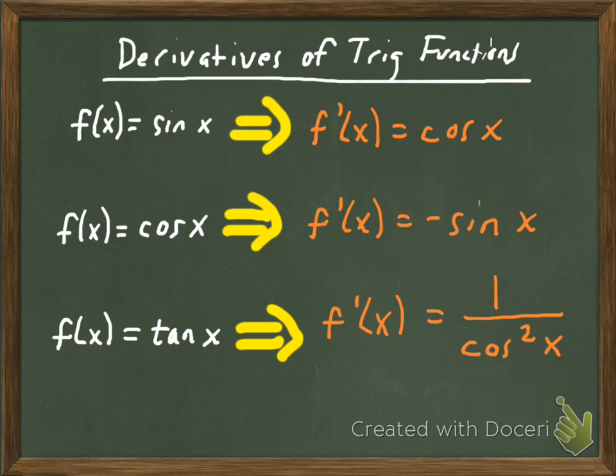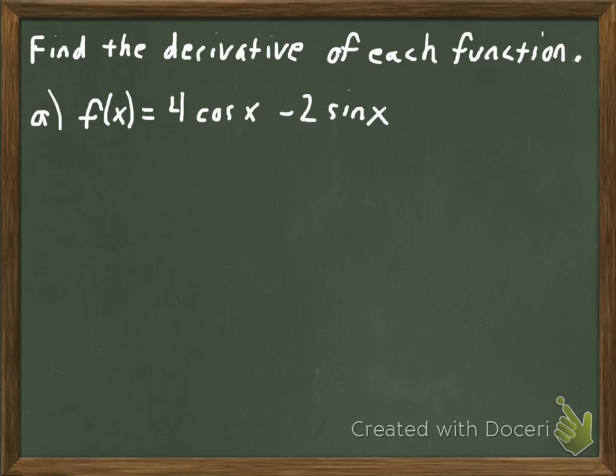Now, there's no reason for us to go into why these derivatives are what they are, certainly not the latter two. You can look in the book to find out why the derivative of sine x equals cosine x. But what I'd like in this video is to show you how you differentiate using these three rules. So now we're ready for some examples. Let's go ahead and do this. We're going to find the derivative of 4 cosine x minus 2 sine x.